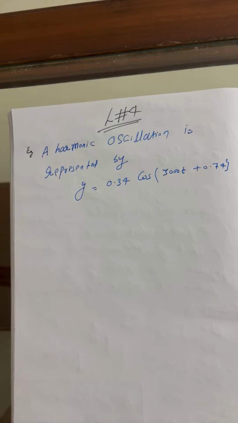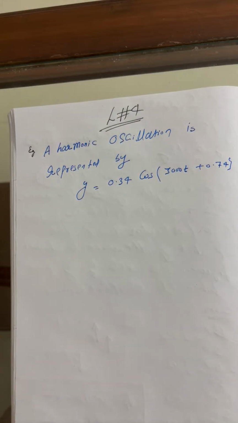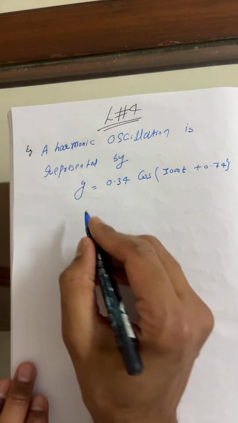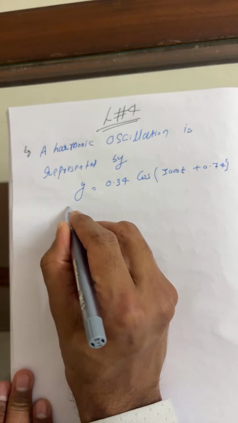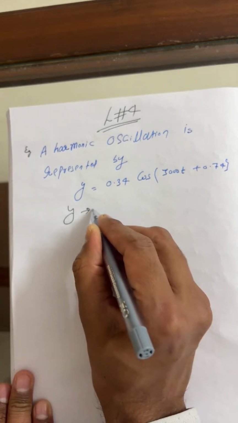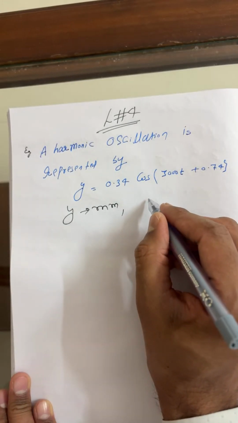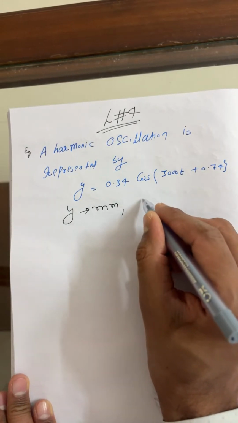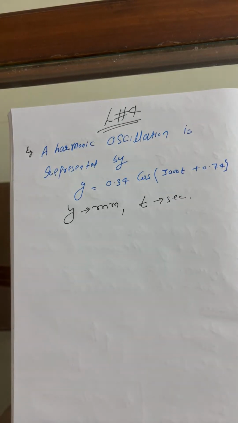Okay, good beta. So a harmonic oscillation is represented by this equation, the question I have written here, where y and t. Just keep in mind here, students, you can take y in mm and time t in seconds.